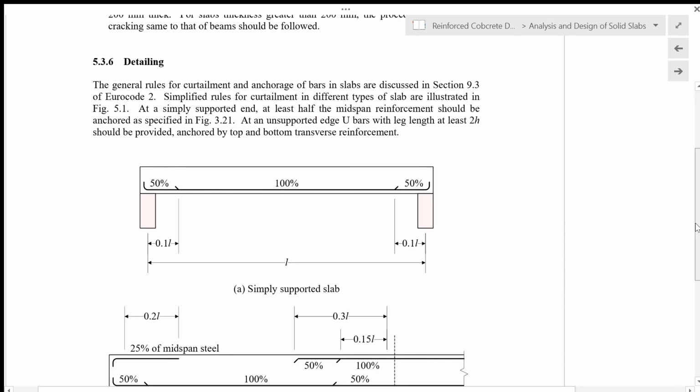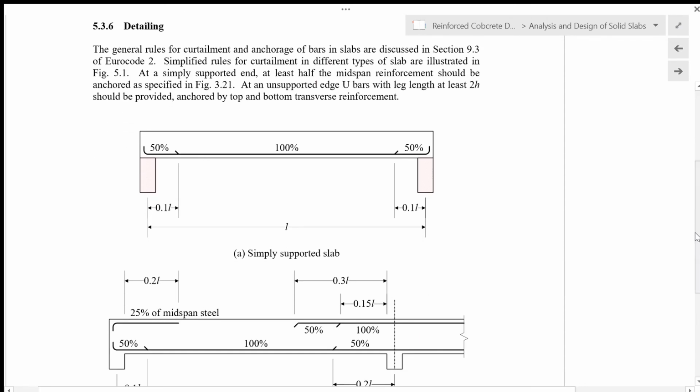for beams. And then for the detailing, we are using the simplified detailing rules. General rules for curtailment and anchorage of bars in slab are discussed in Section 9.3 of Eurocode 2. Simplified rules for curtailment in different types of slabs are illustrated in Figure 5.1 over here.